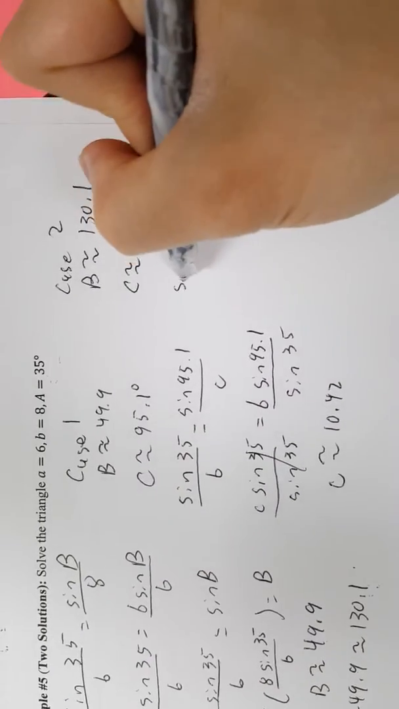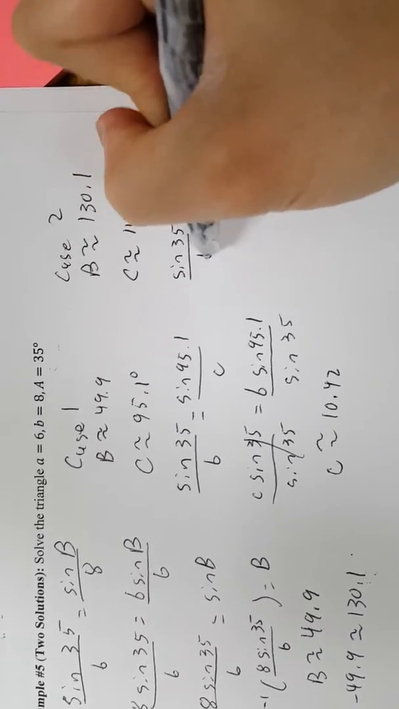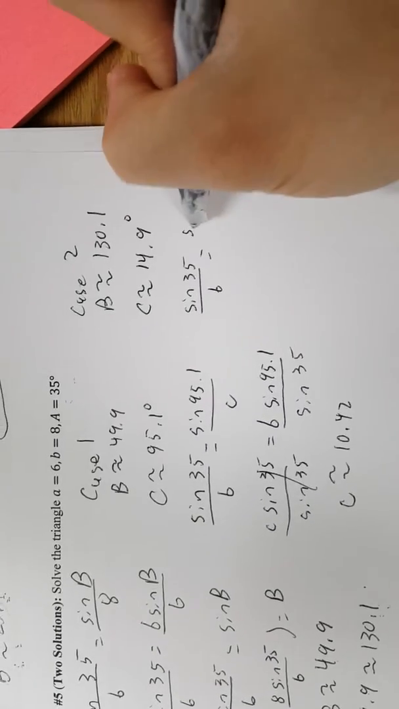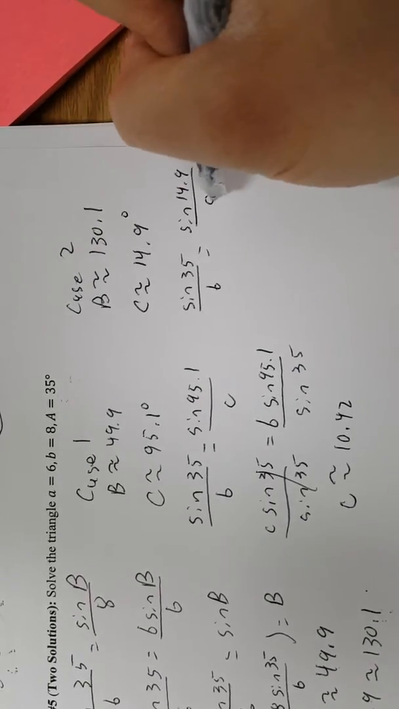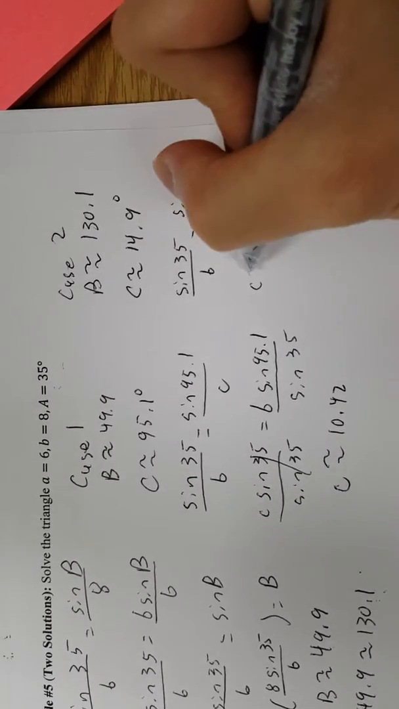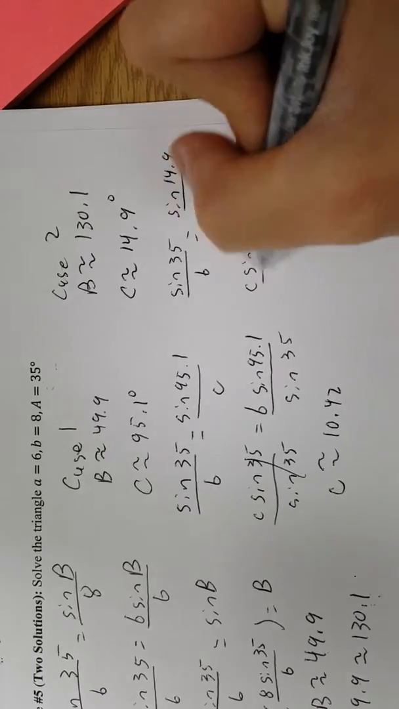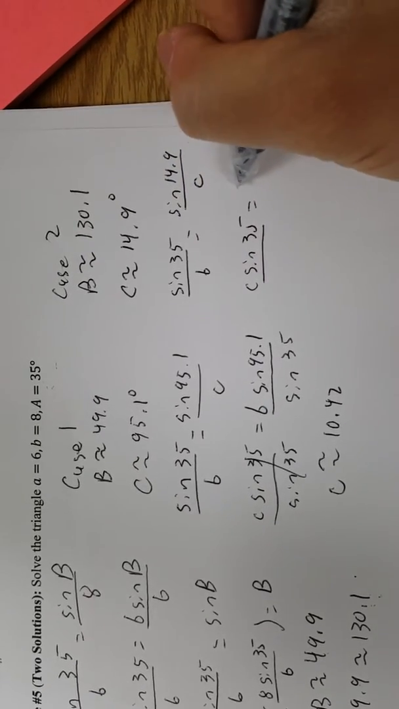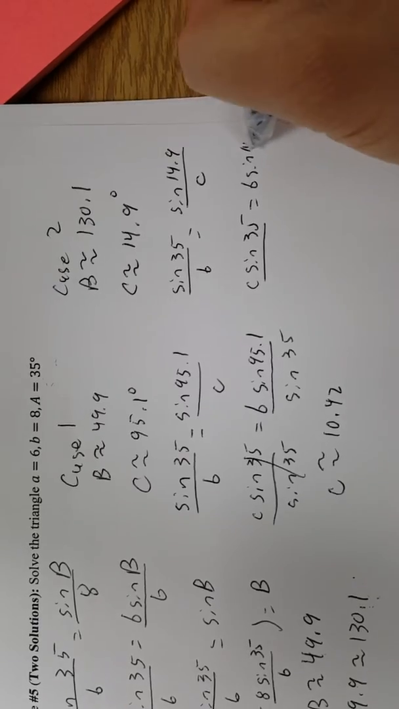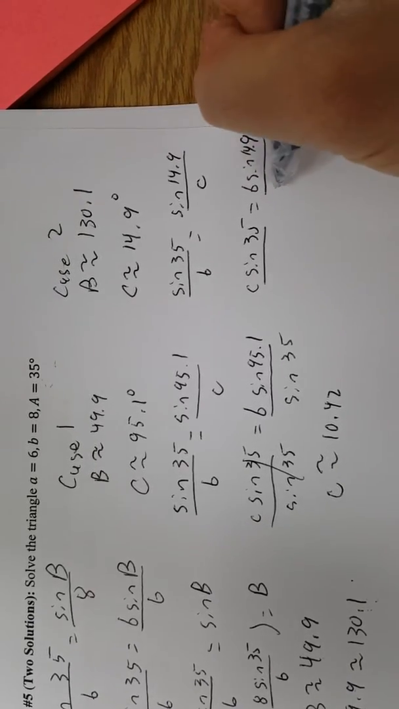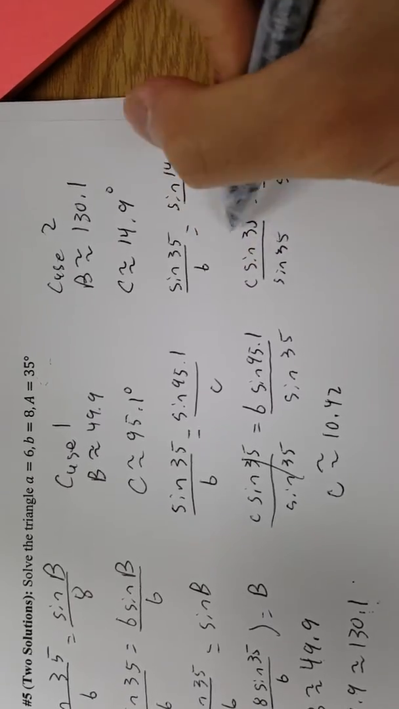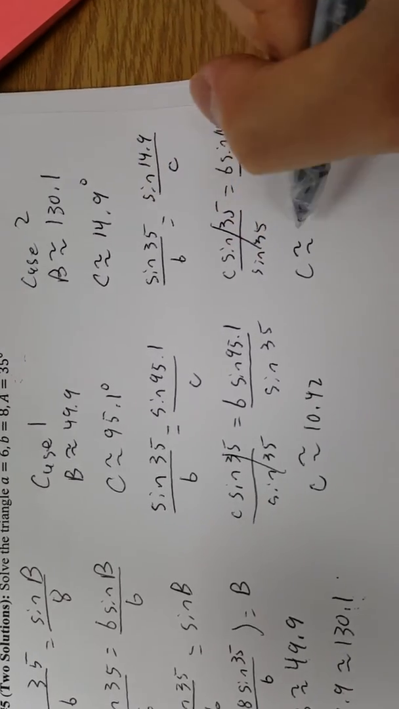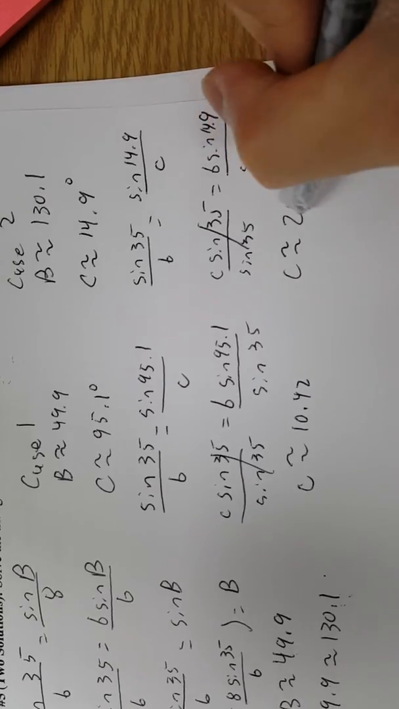For here, we do sine of 35 over 6 is equal to the sine of 14.9 over C. And so we get C sine 35 is equal to 6 sine of 14.9. Divide both sides by sine of 35. And I get C is approximately 2.69.